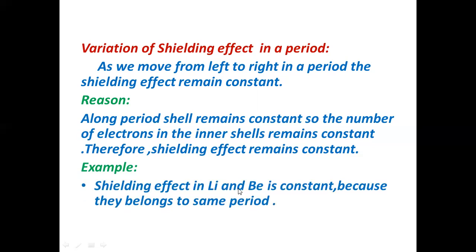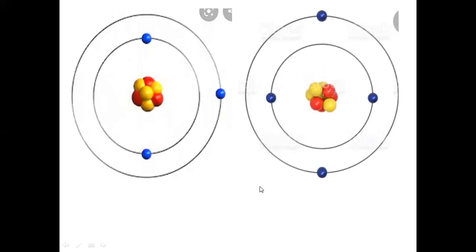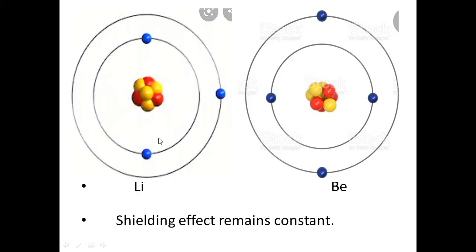For example, if we take the example of lithium and beryllium, lithium is present in group number 1 and beryllium is present in group number 2. So when we move from left to right along the period from lithium to beryllium, what happens?